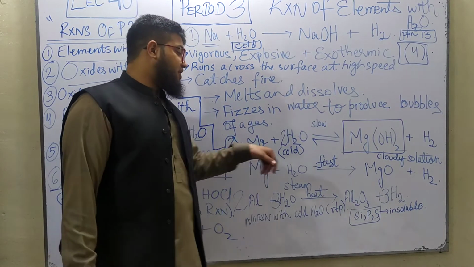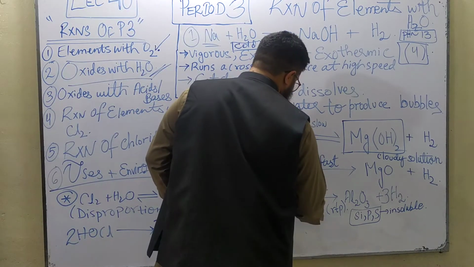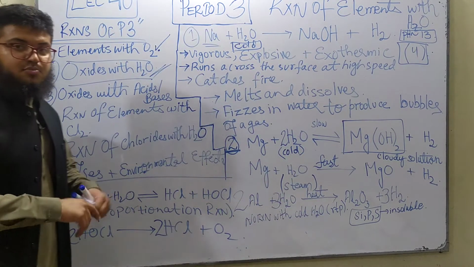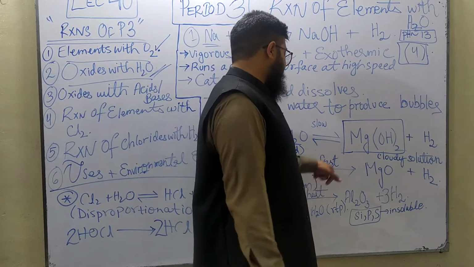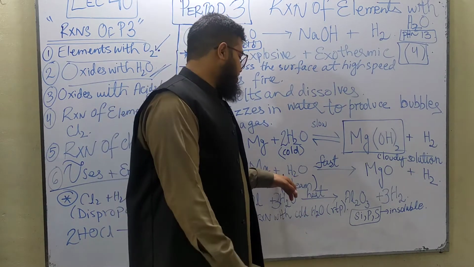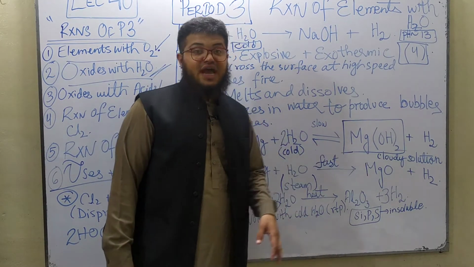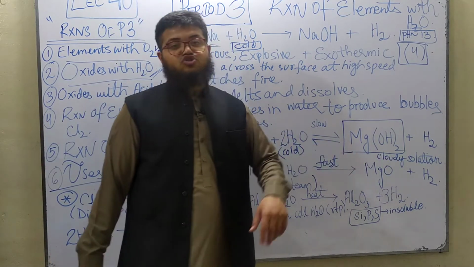Then when magnesium reacts with steam, hot water or steam, basically. You've evaporated, boiled off the water, and now it's reacting with magnesium. So now when magnesium reacts with steam, this is obviously going to be a faster reaction. It is a fast reaction and produces magnesium oxide, not hydroxide this time. Produces magnesium oxide, a white solid, and hydrogen gas.